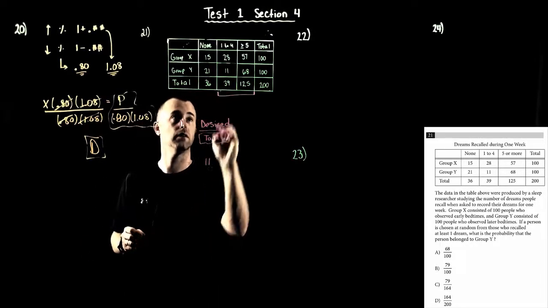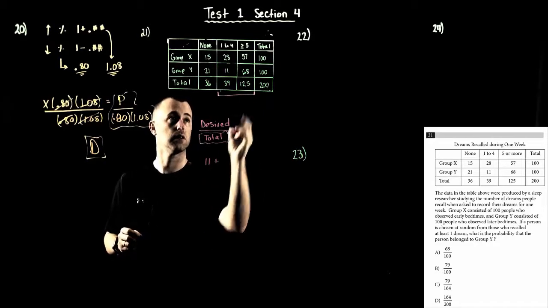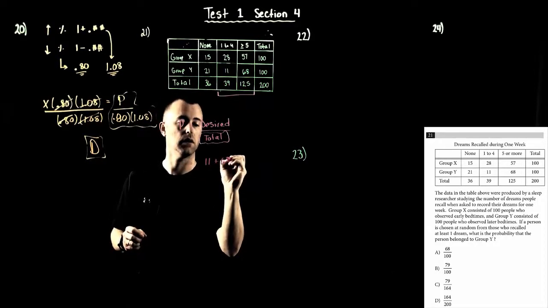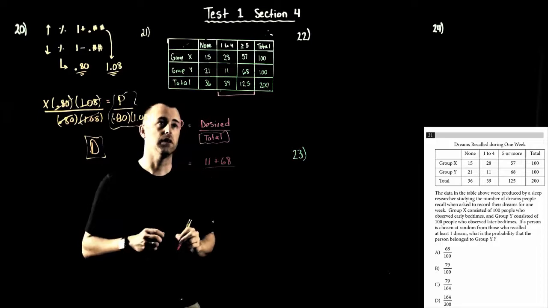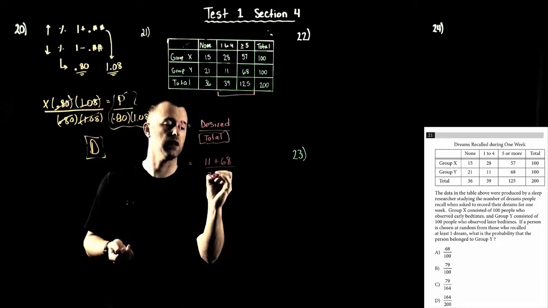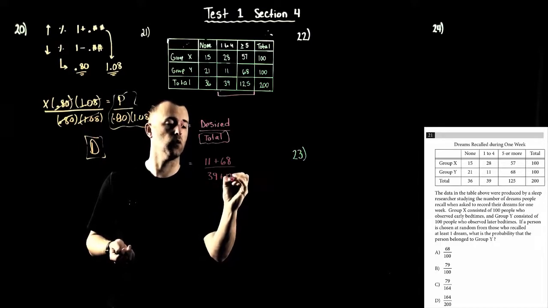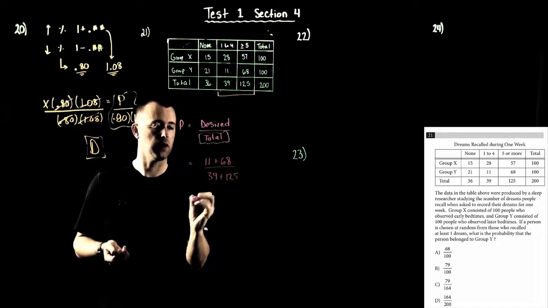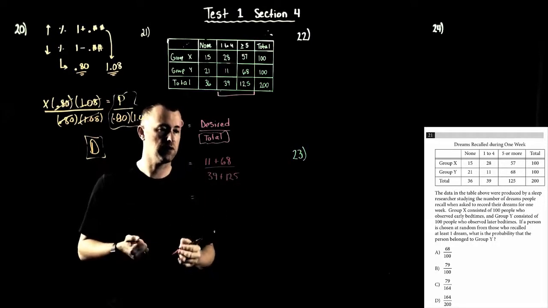That's going to be 11 plus 68. So that's my numerator. My denominator is the total possible outcomes from this group. So that's going to be 39 plus 125. So I'm going to add those up. So that's going to be 79.